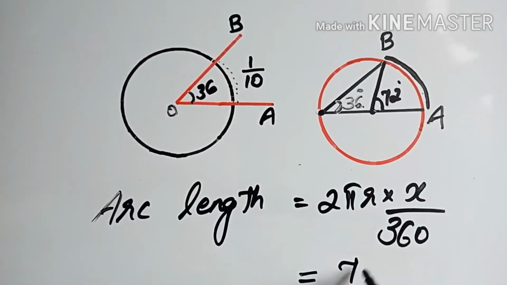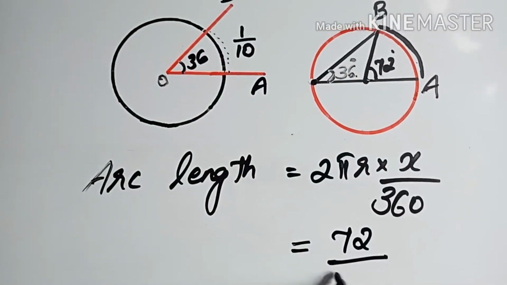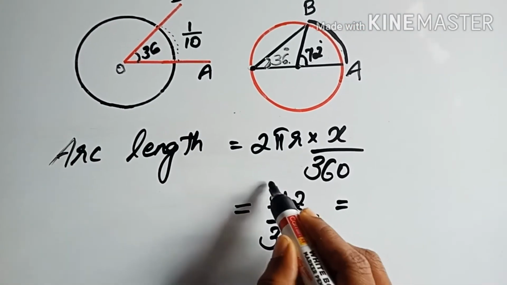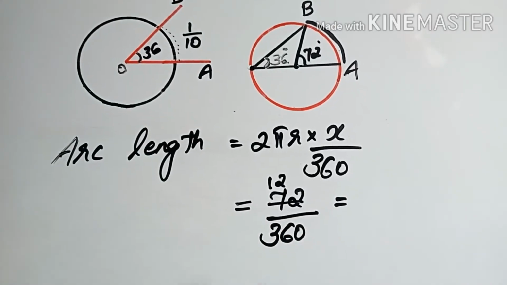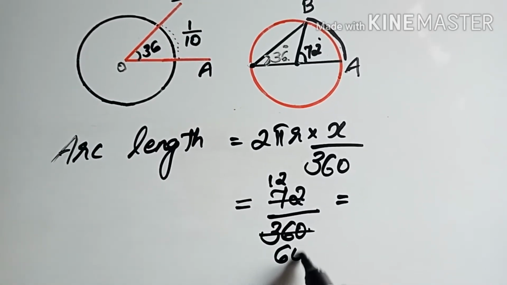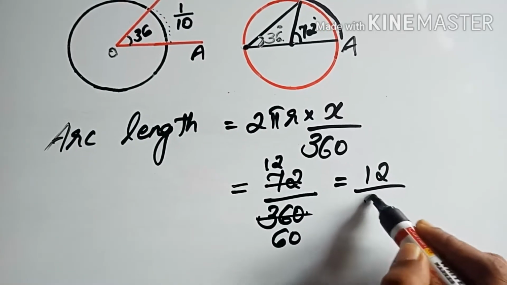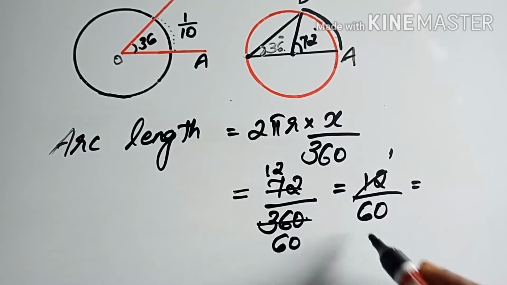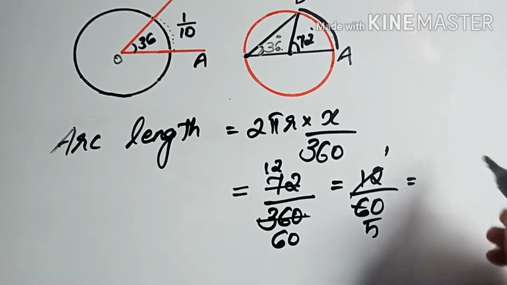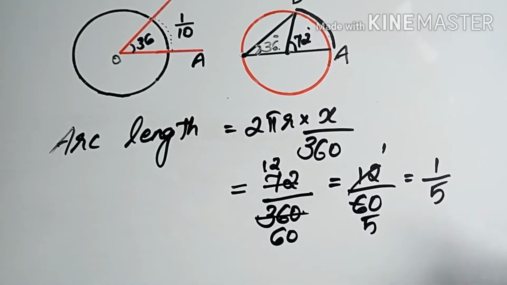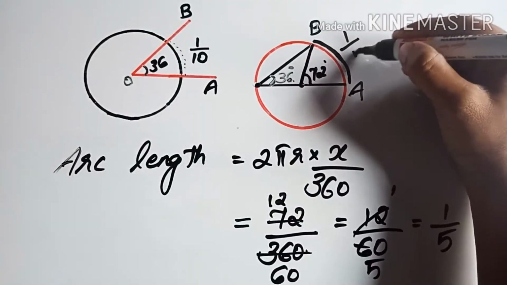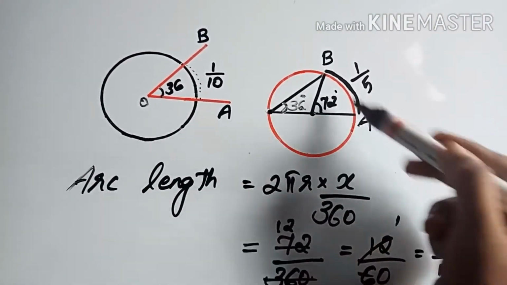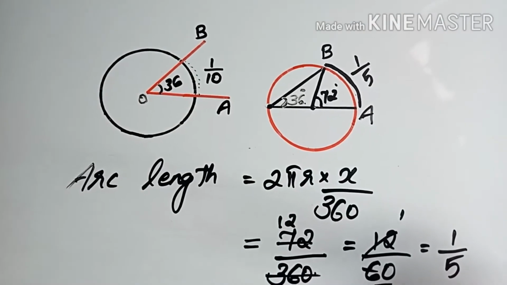Here it is 72 by 360. Here 6 is common, so in 72 there is 12 sixes, and in 360 there are 60 sixes, so it becomes 12 by 60. Here also 12 we can take as common, in 12 only one 12, in 60 total 5 twelves are there, so 1 by 5. So the answer is 1 by 5 part of the whole circle lies in between these angles. Okay, so this is the answer.